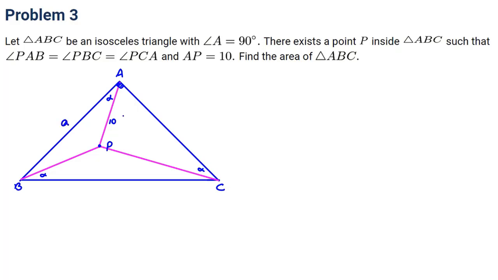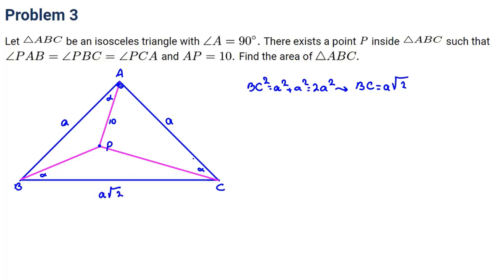So we know if this length is A, because it is an isosceles triangle, this one is also A. Because it is a right angle triangle, A is 90, you can use the Pythagorean theorem. So BC squared equals A squared plus A squared, equal to 2A squared. And BC equals A root 2. So we write it here, A root 2.